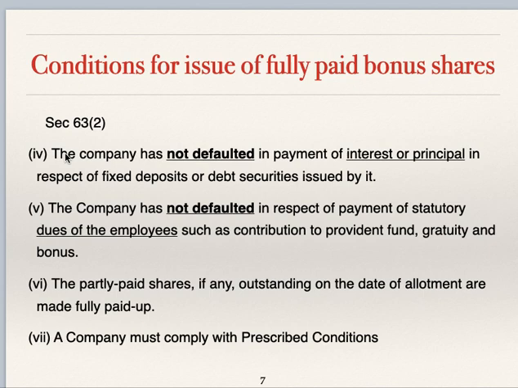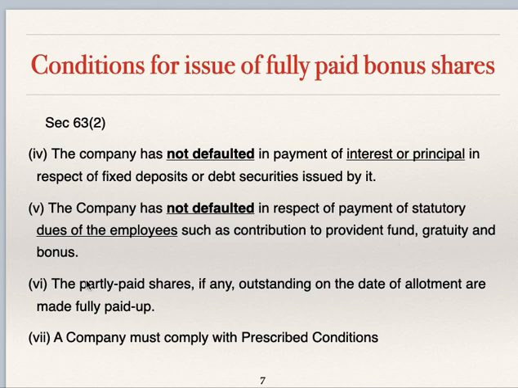We'll see few more conditions for issue of fully paid bonus shares. Fourth condition, as per section 63 subsection 2, the company has not defaulted in payment of interest or principal in respect of fixed deposit or debt securities issued by it. Company has not defaulted in respect of payment of statutory dues of employees such as contribution to provident fund, gratuity and bonus.